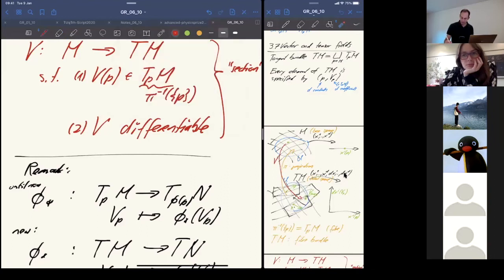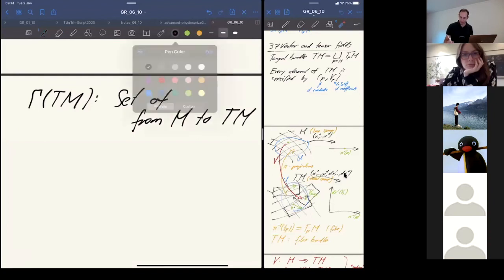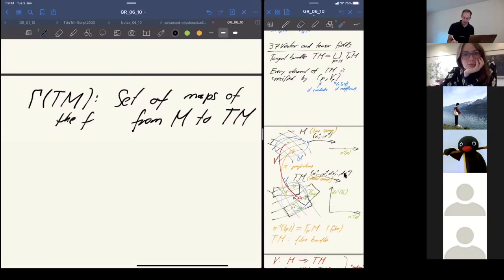Then maybe an even better way to phrase this would be: a set of maps of the form star from M to N. So this is just notation.